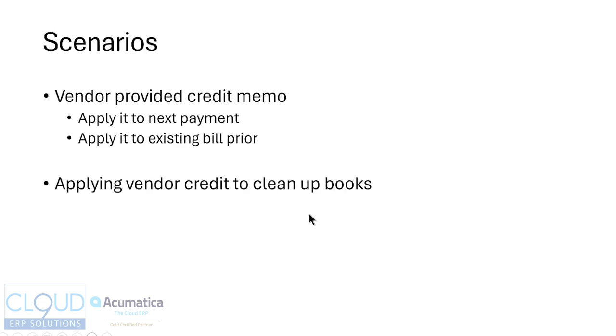We have two scenarios. One is the vendor provides a credit memo. There's a credit memo number, and you need to log that into the system so that your system, Acumatica, is aligned with the vendor system. In the other scenario, we're just entering a vendor credit, and we're doing so to clean up a mess maybe that we made. The first thing we're going to do is enter the vendor's credit memo into the system.